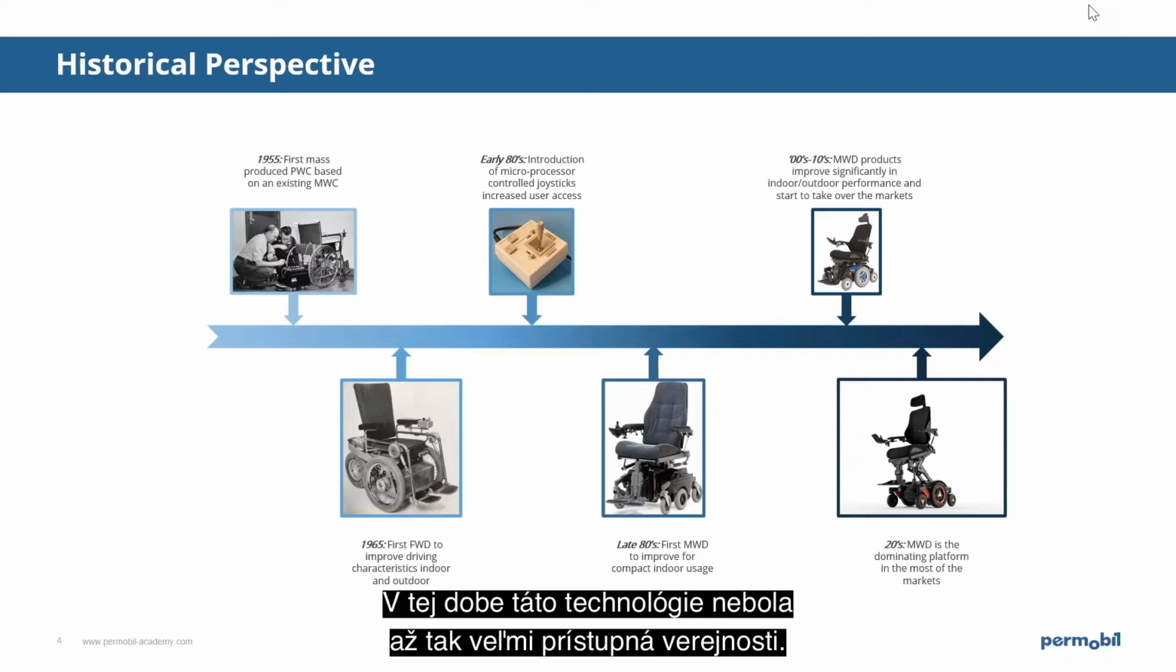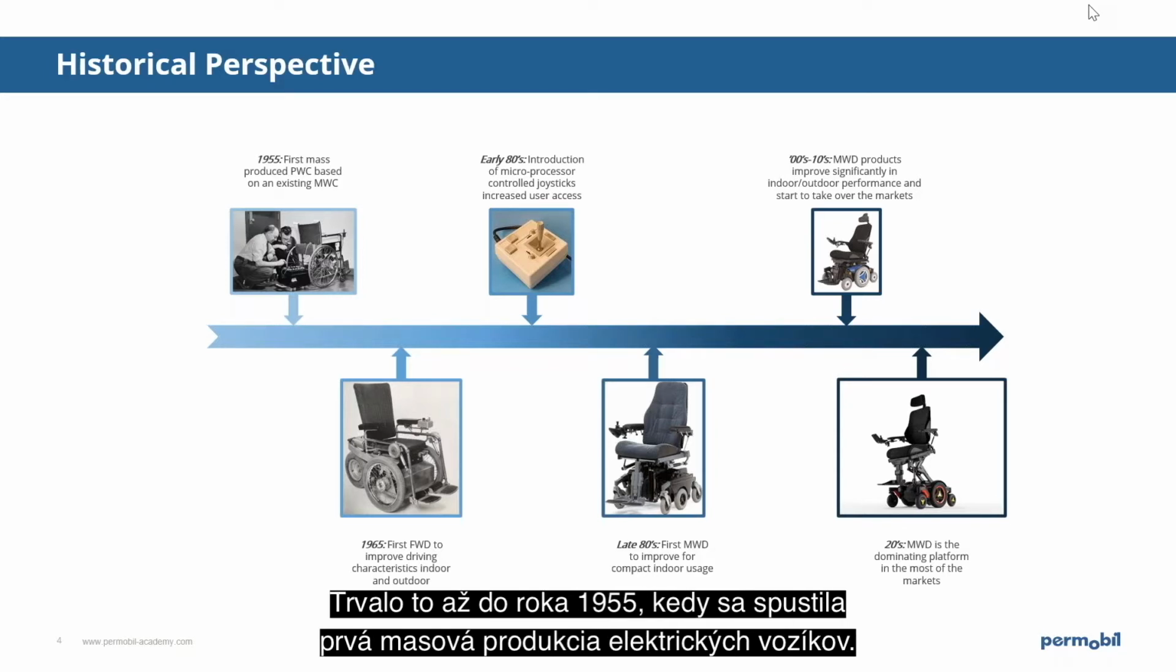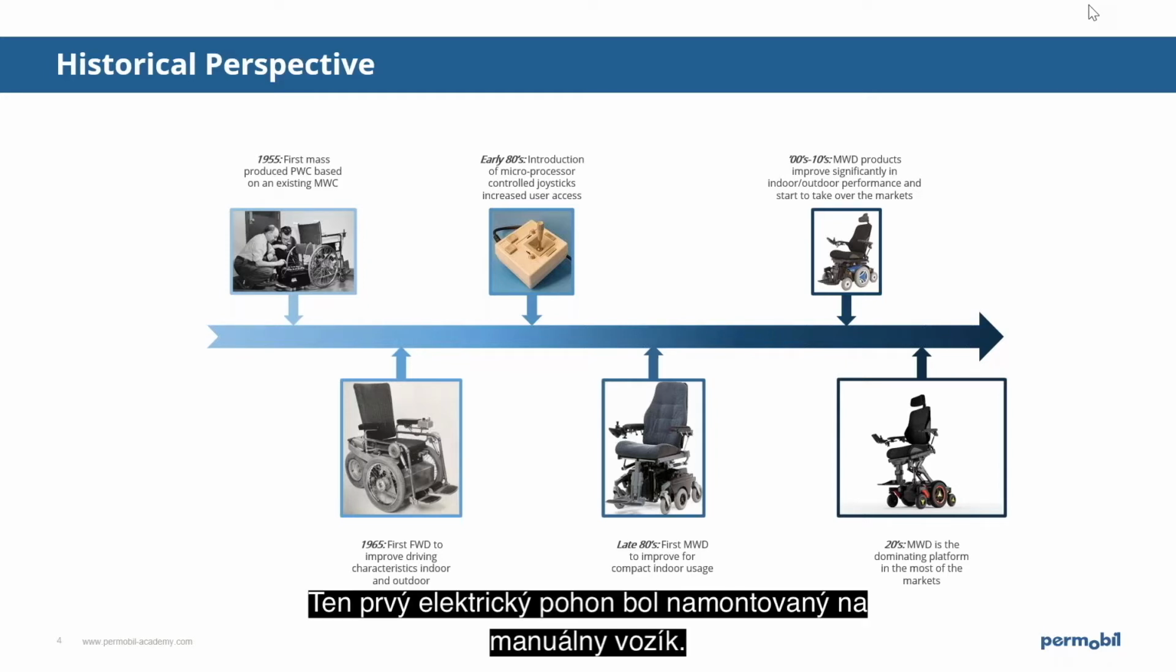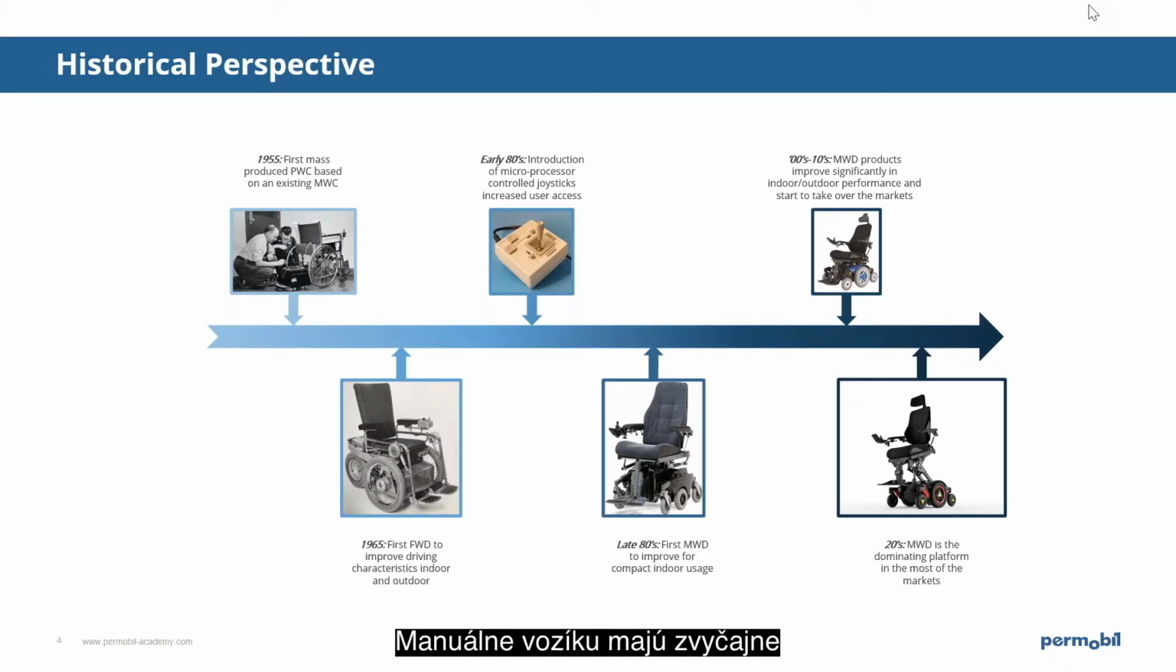Since the technology wasn't largely available, it took until 1955 until the first mass-produced power wheelchair was available, and that one was fully based on an existing manual wheelchair. Now, manual wheelchairs mostly have the propelling wheels, or the big wheels, in the rear end of the wheelchair. So it was very convenient at that time to have a rear-wheel driven platform.